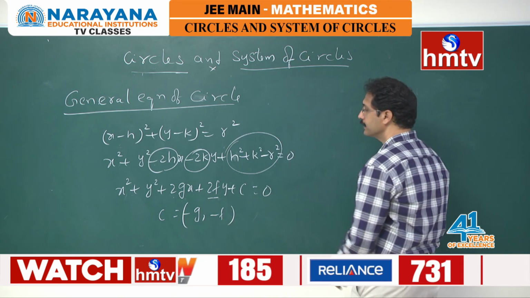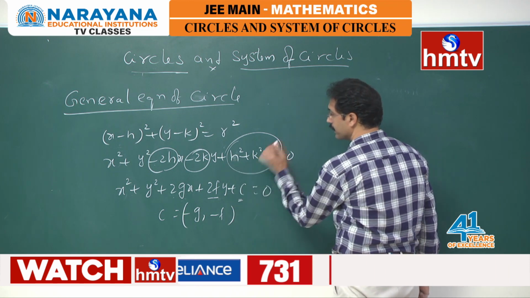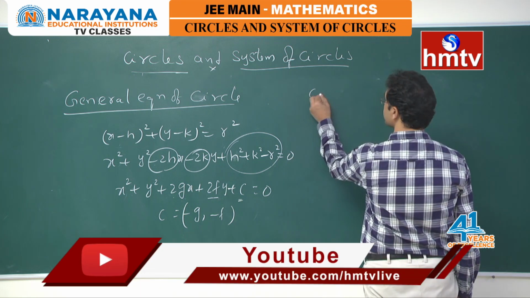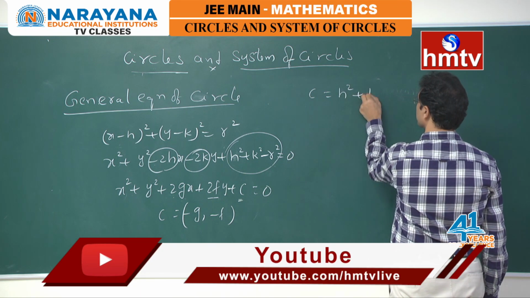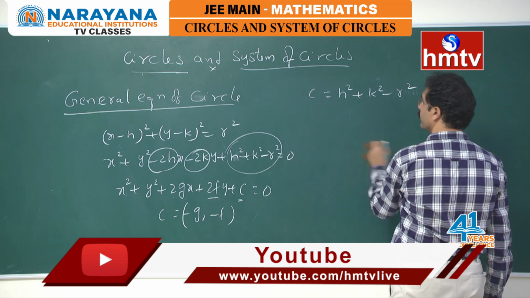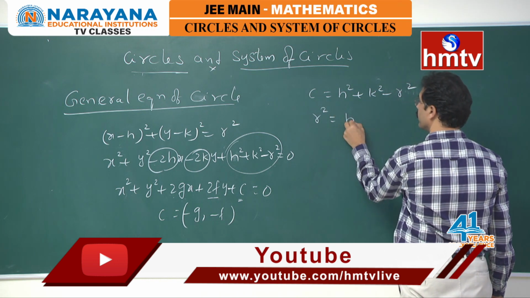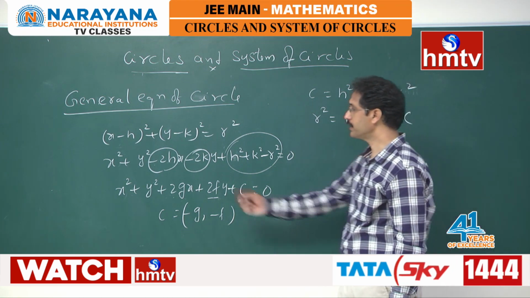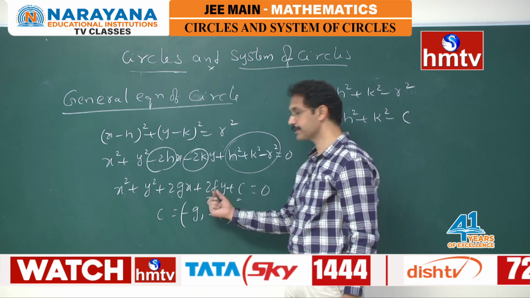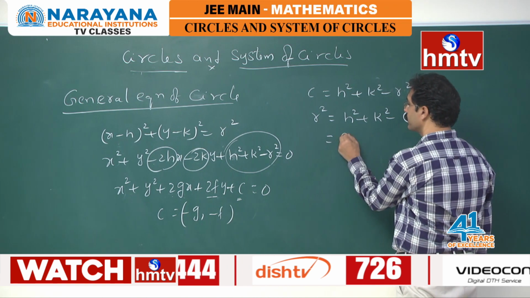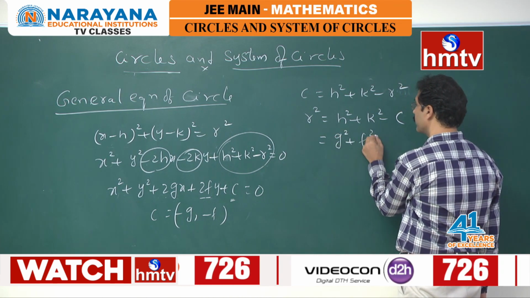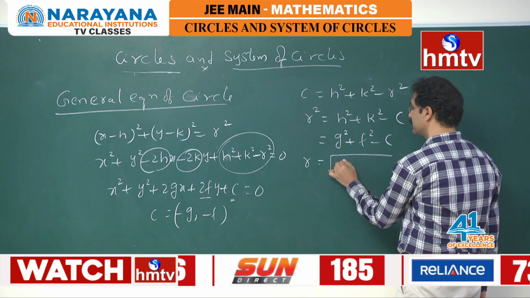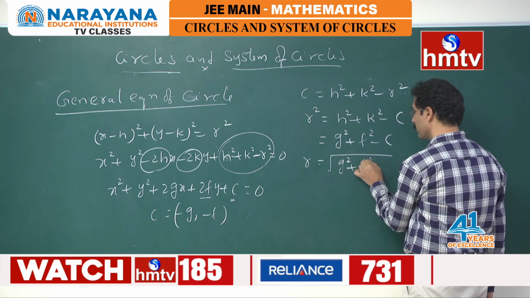Now the radius. On equating this c with h square plus k square minus r square, we can find the radius r. Here, c is equal to h square plus k square minus r square. From this, r square can be written as h square plus k square minus c. But h is minus g, k is minus f. So r square is g square plus f square minus c. So r can be written as root over of g square plus f square minus c.